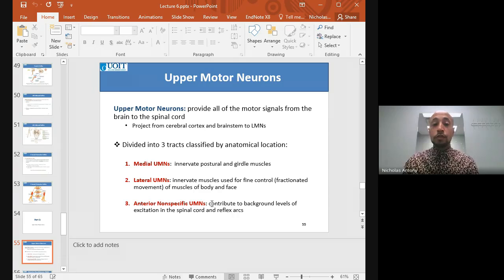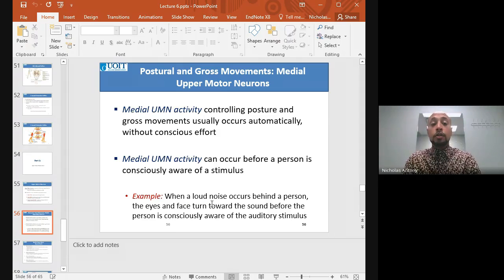So let's first go into our medial upper motor neuron tracts. Now, medial upper motor neuron activity is involved in controlling our posture and gross movements, and it's typically done without conscious effort. So remember, when we do a voluntary movement, we first activate our axial muscles, our postural muscles, to stabilize our body through the premotor cortex. So it's done before voluntary movement.